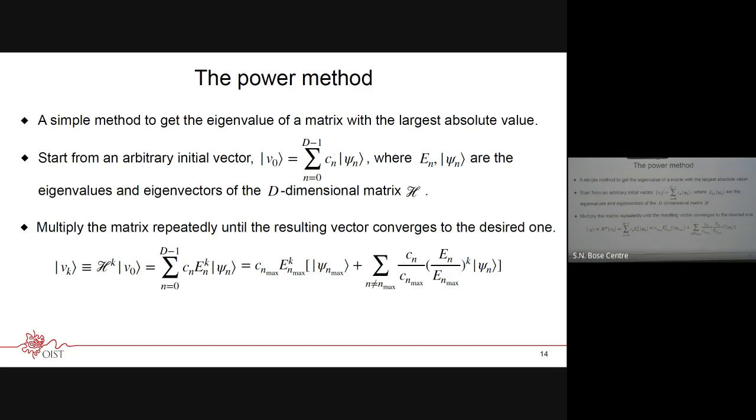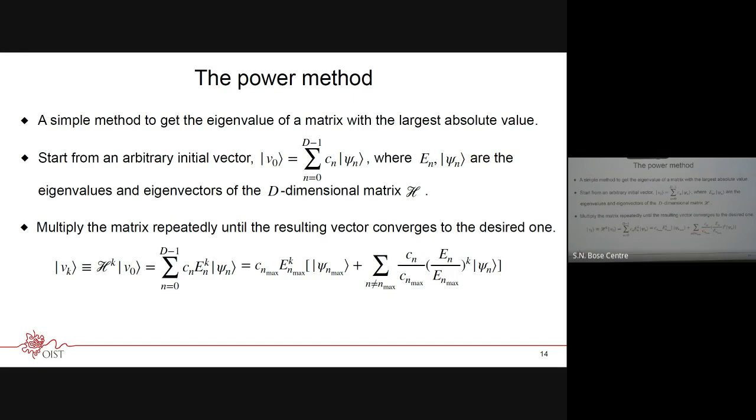So what we are doing in this method is here. We operate the Hamiltonian matrix k times on the initial vector V0. Now we can expand this initial vector by using the eigenvectors of the Hamiltonian. The Hamiltonian matrix is diagonal in terms of these phi n, so you get E n to the power k. So we can factor out E max, that means the largest absolute value among the E n.